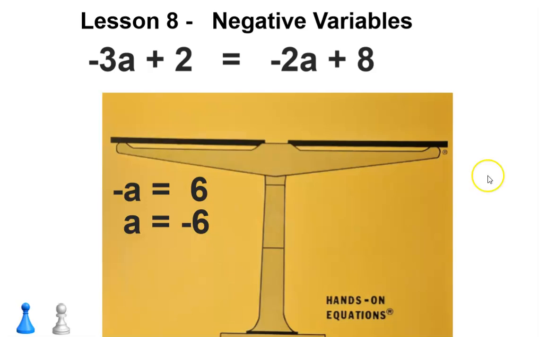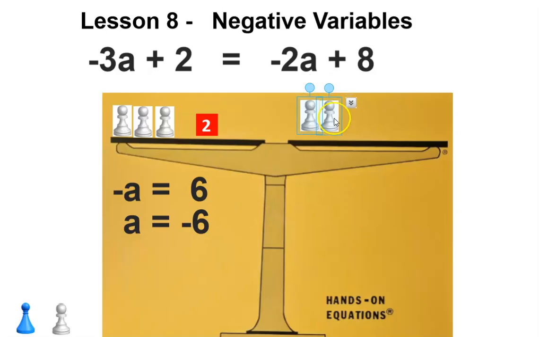In lesson 8, we're just getting students to be comfortable that negative variables are just our white pawns. So let's go ahead and jump on this. On one side, I have 3 negative a's and a 2. The only difference is that we're using the white pawns. And on the other side, I have 2 negative a's and an 8.